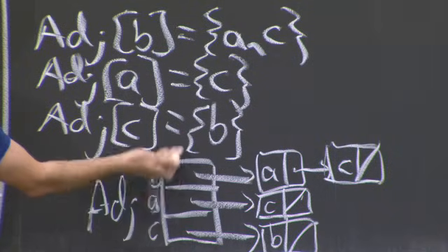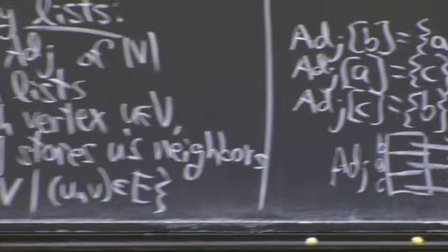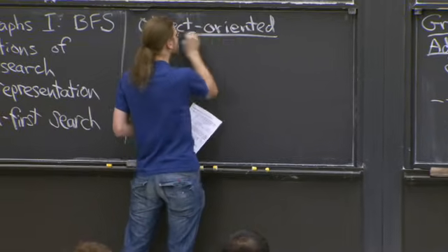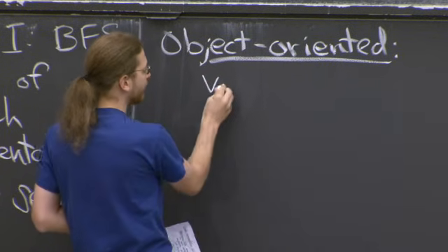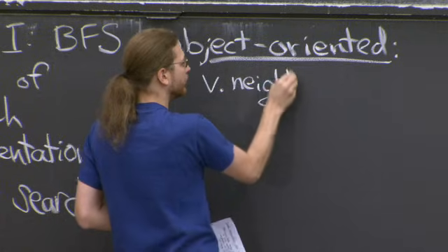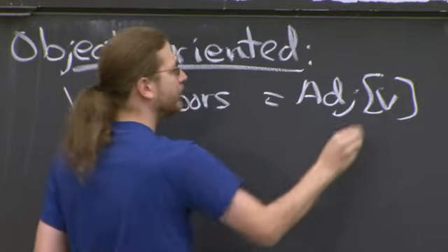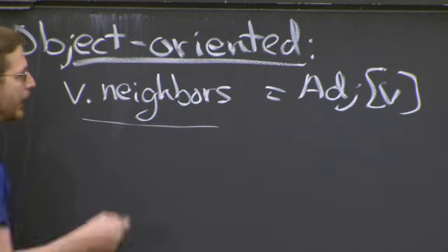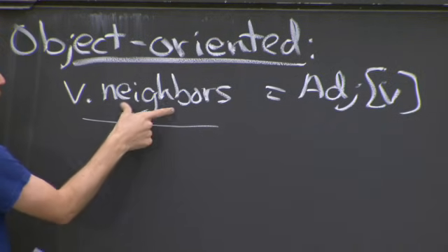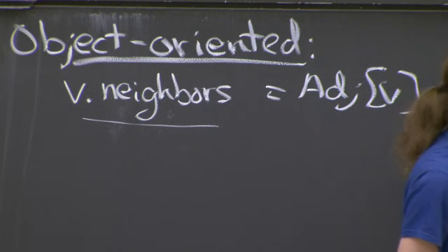This might be a hash table instead of an array if you have weirder vertices. You can also do it in a more object-oriented fashion. For every vertex v, you can make the vertices objects, and v dot neighbors could store what we're defining over there to be ADJ of v. This would be the more object-oriented way to do it. I've thought a lot about this, and I like this, and usually when I implement graphs, this is what I do.